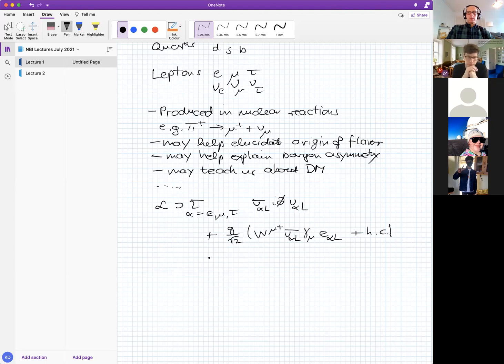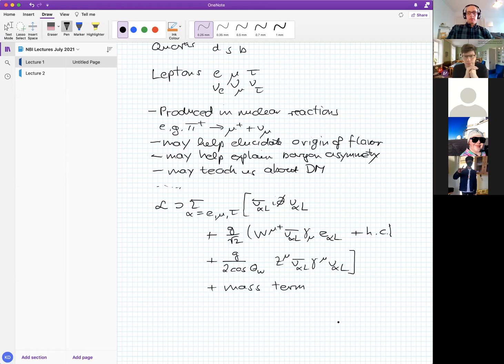And finally, there's the coupling to the neutral currents in the standard model. That comes again with the weak coupling constant, but this time divided by 2 times cosine of the Weinberg angle. There is the Z boson field, which carries a Lorentz index, and once again, nu alpha L bar, gamma mu, nu alpha L. And finally, all the things here are still under the sum. And then there needs to be a neutrino mass term. That's going to be what we're going to talk about in a moment.